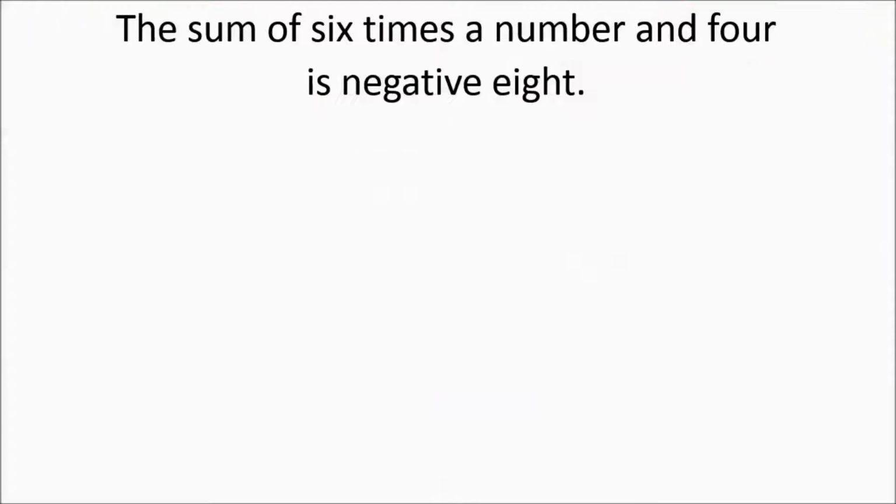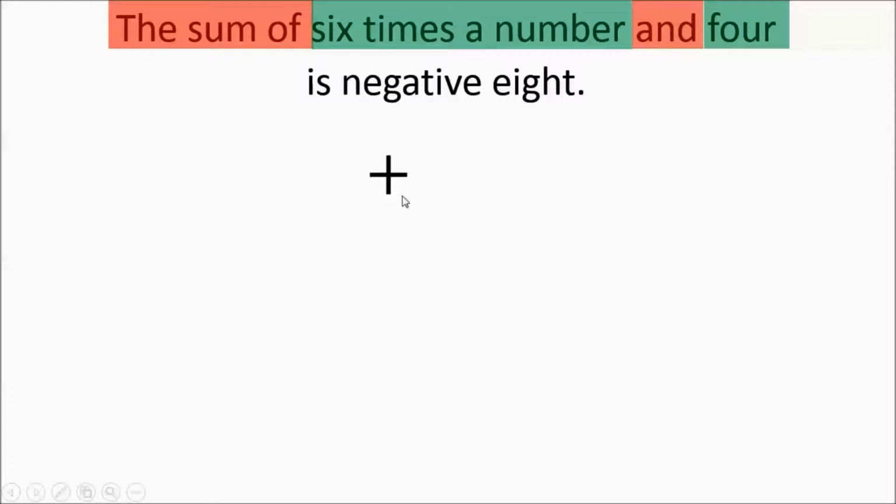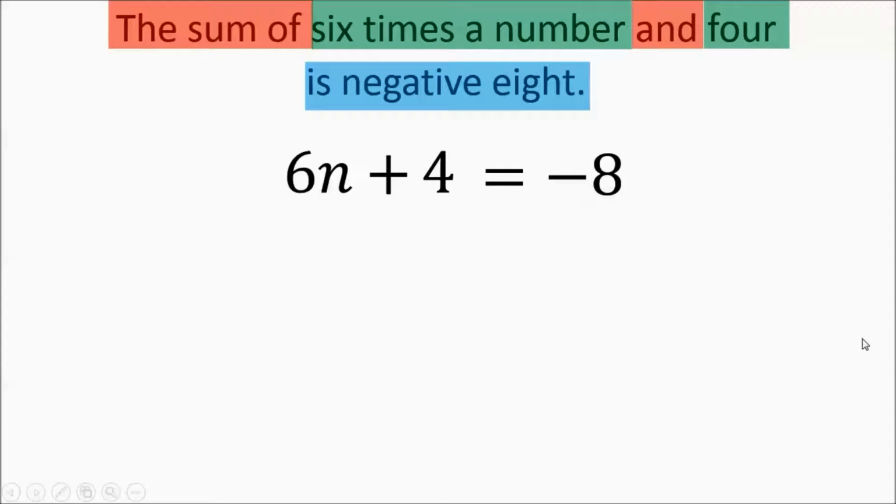Moving on, we have the sum of 6 times a number and 4 is negative 8. The sum of is a lot like the difference of, except the word sum means you're adding. Now I have the word and being highlighted as well because what comes before goes before the plus sign. So 6 times a number and 4. So the sum of, we're adding. What are we adding? We're adding 6 times a number and 4. And it is negative 8. That means it works out to negative 8.